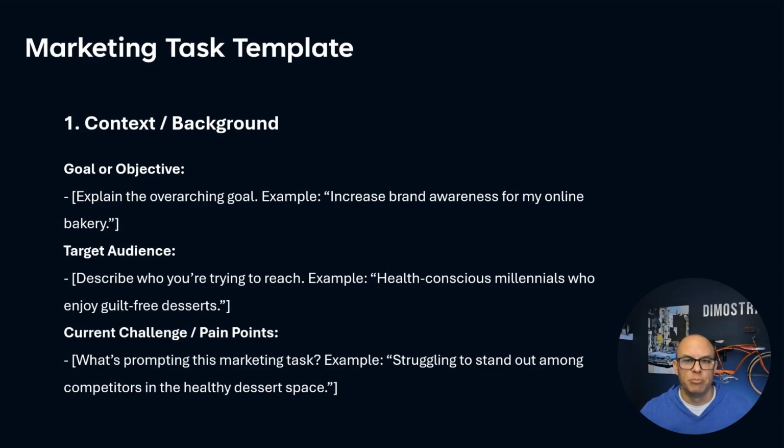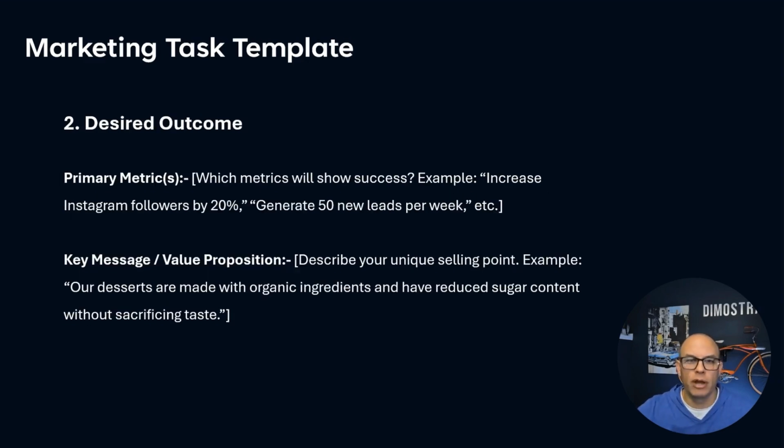Current challenge and pain points. What's prompting this marketing task? An example would be struggling to stand out amongst competitors in the healthy dessert space. Now we want to focus on the desired outcome. What is the primary metric we're trying to reach? Which metrics show success? An example would be an increase in Instagram followers by 20%. Generate 50 new leads per week.